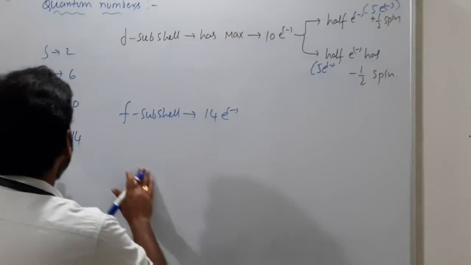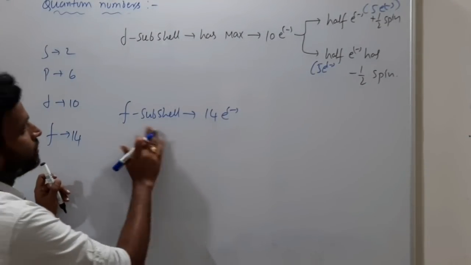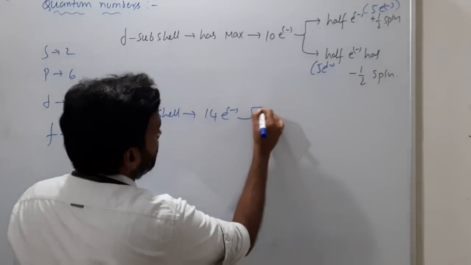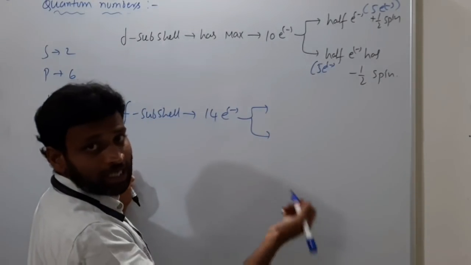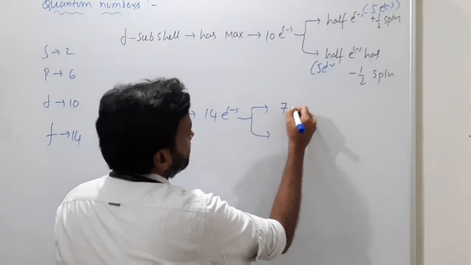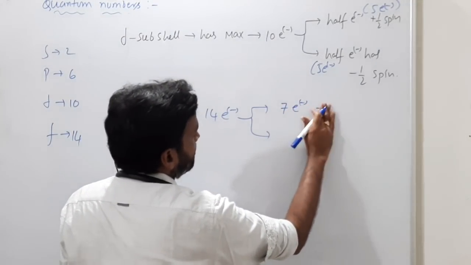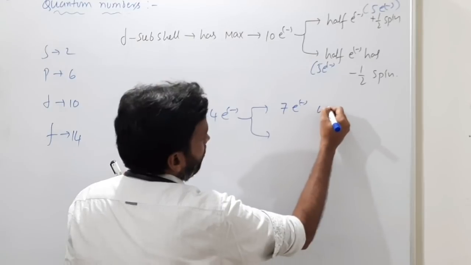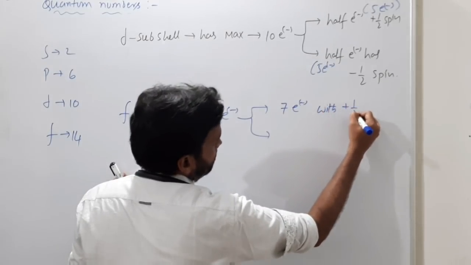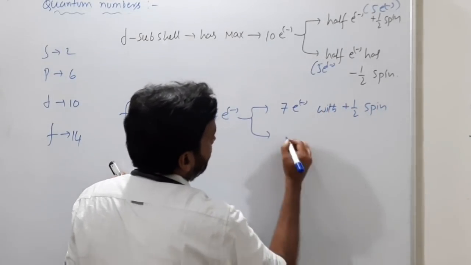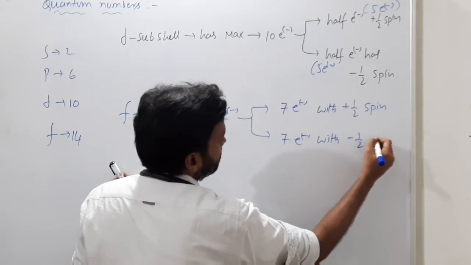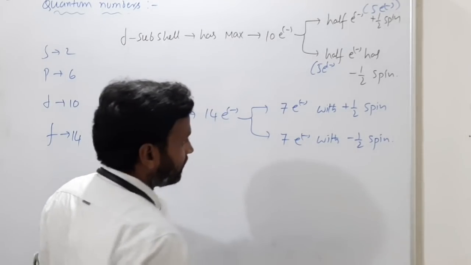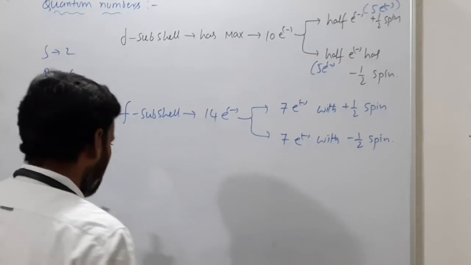Okay, so these are very important for us. The f subshell has 14 electrons. So how many electrons have plus half spin, and how many have minus half spin? It means 7 electrons with plus half spin and 7 electrons with minus half spin. These are very important. Okay.